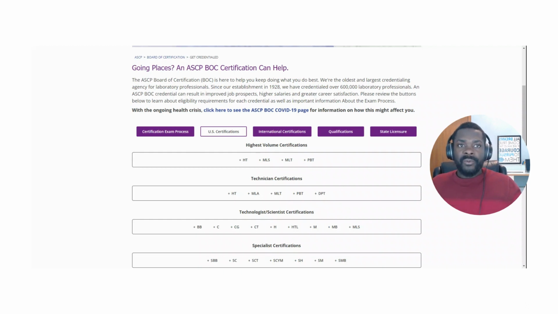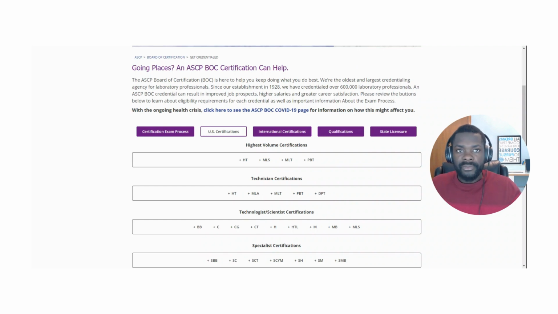So today we're still looking at this ASCP website, trying to get a good deal of information out of it that you can use to your advantage when you're applying for this exam. And today we're going to look at routes of eligibility.